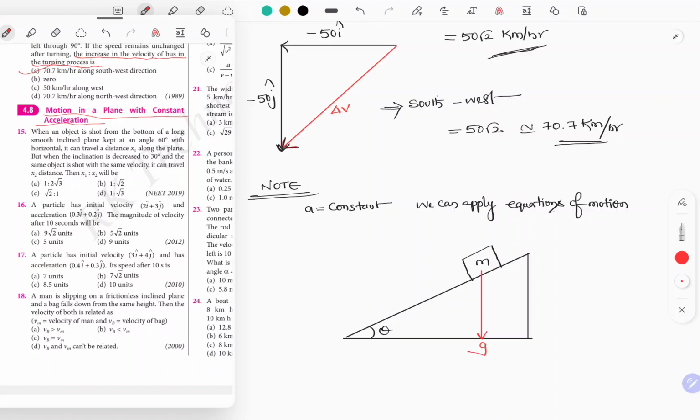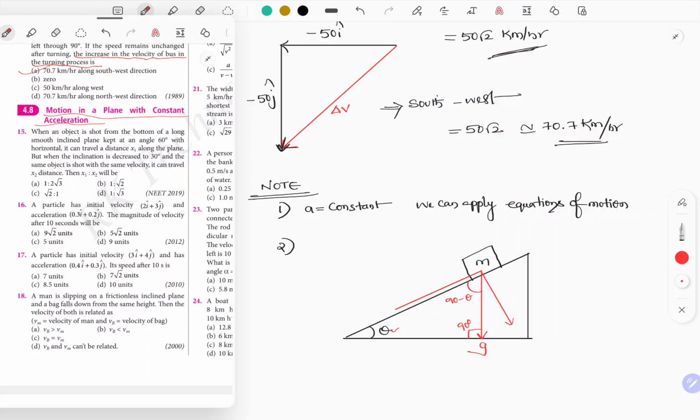Now this is not the acceleration which is responsible for displacement of the object on the inclined surface. You have to divide this into two components. How to divide that into two components? Let's check out. If this is 90 degrees, and this is theta, what about this angle? This angle is going to be 90 minus theta, right? Yes. Divide this g into two perpendicular components. This is called resolution of a vector.